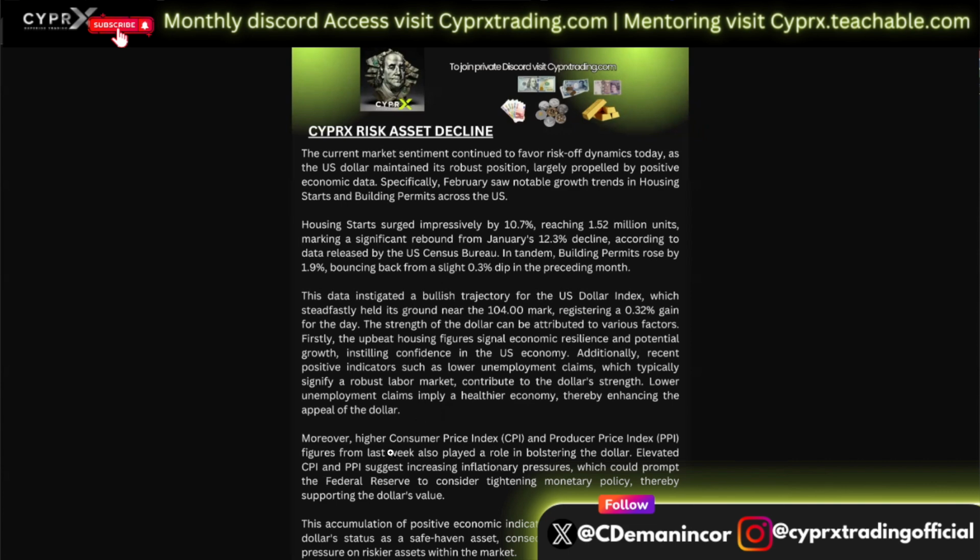Moreover, last week as well, higher consumer price index, i.e. CPI, and producer price index, PPI figures from last week also played a role in bolstering the dollar. Elevated CPI and PPI, why is this significant? Because it suggests increasing inflationary pressures, which could prompt the Federal Reserve to consider keeping monetary policy tight or tightening it further, thereby supporting the dollar's strength.